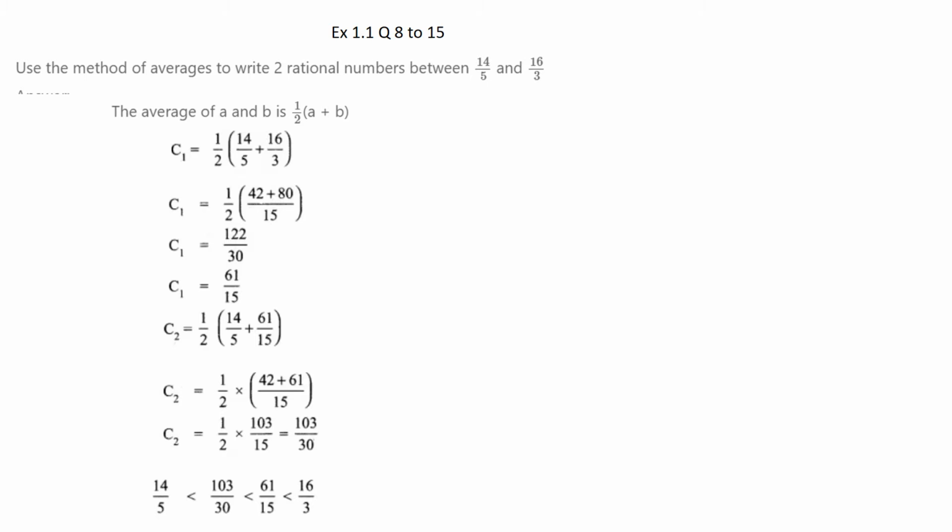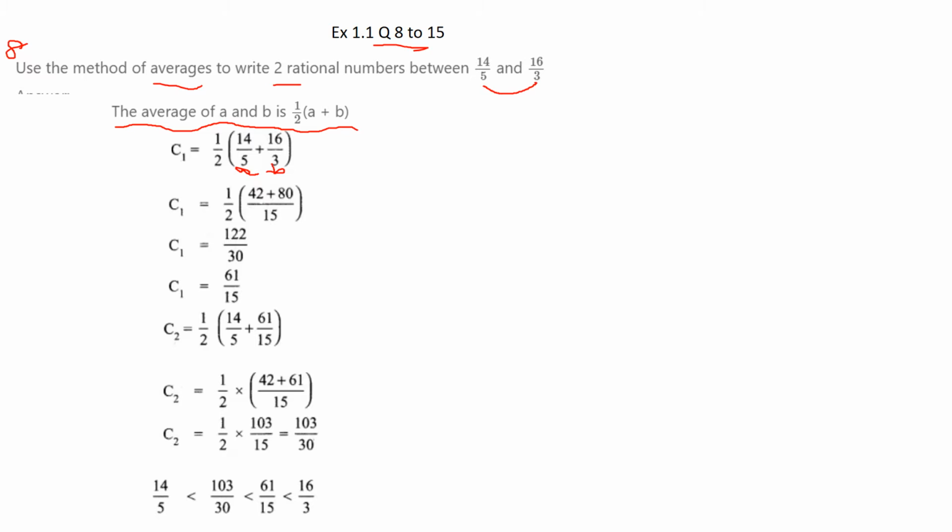Good morning students. Today we are going to continue exercise 1.1, questions 8 to 15 sums. 8th sum. Use the method of average to write two rational numbers between 14 by 5 and 16 by 3. In this we use one formula. The average of A and B is 1 by 2 into A plus B. Here 14 by 5 is A and 16 by 3 is B.